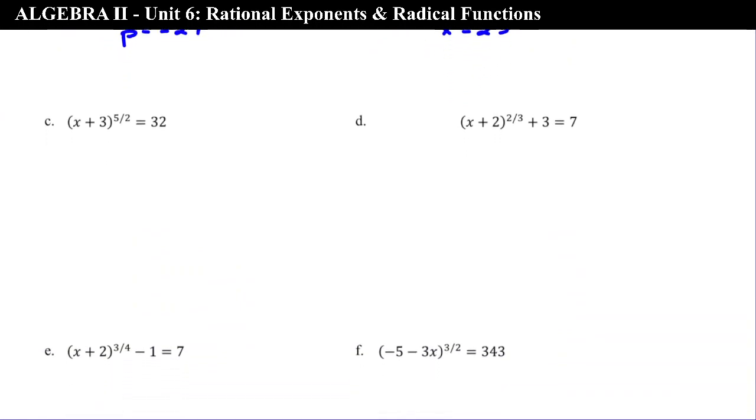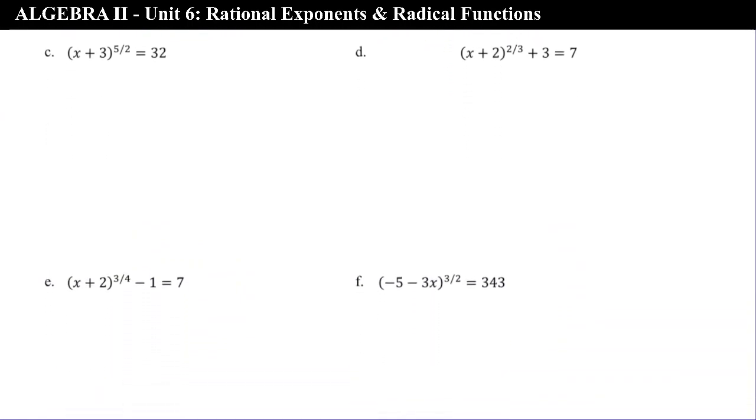The next one is correct in the way that it is structured here. So let's see what we have for this one. So x plus 3 to the 5 halves. We are going to take each side to the 2/5. There's nothing that we have to do to isolate it. It's already by itself. So we're going to take this to the 2/5 on this side, which means you have to take 32 to the 2/5.